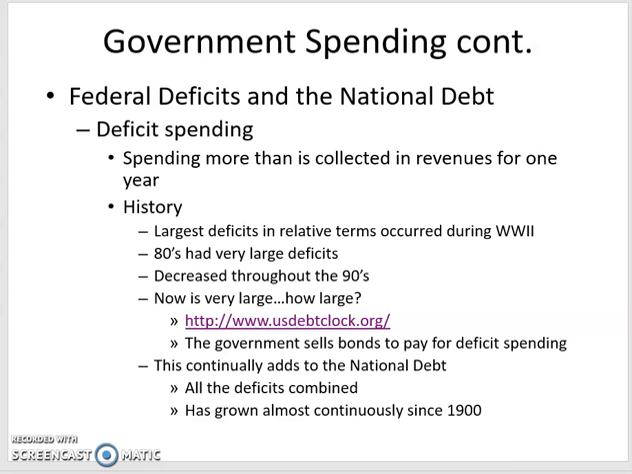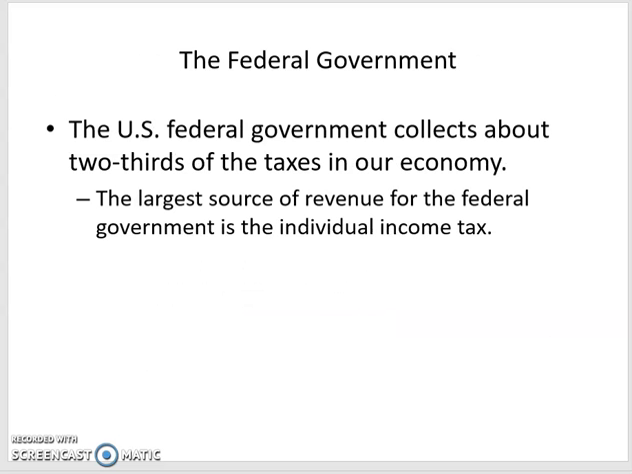That's the deficit and the debt. Remember, the deficit is for 1 year. The debt is all deficits combined. About 2/3 of the tax that we pay goes toward the federal government. About a third of it goes to the states.